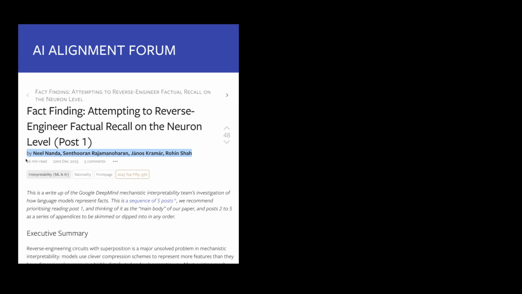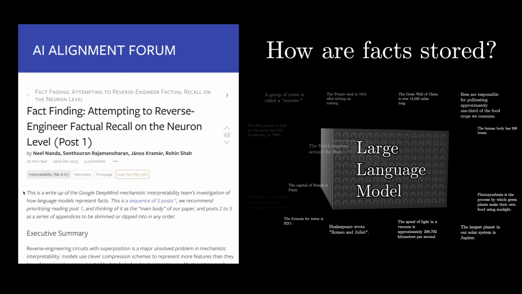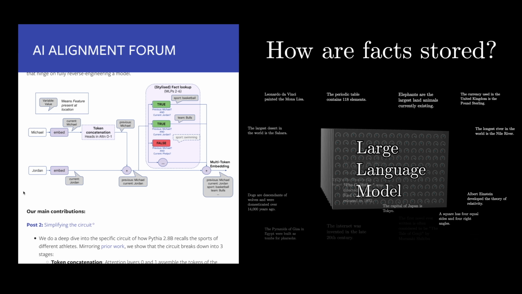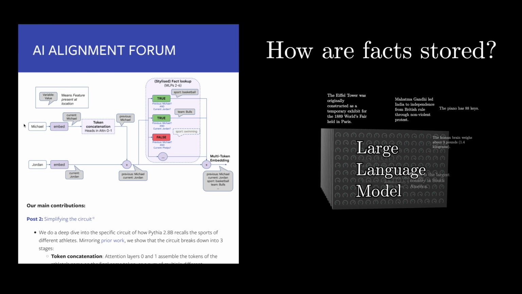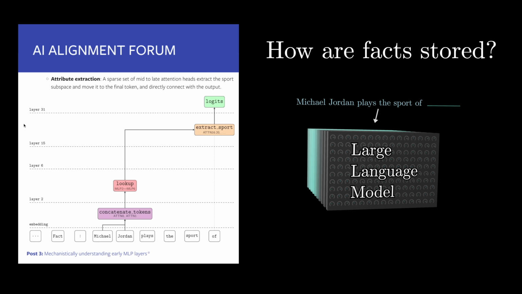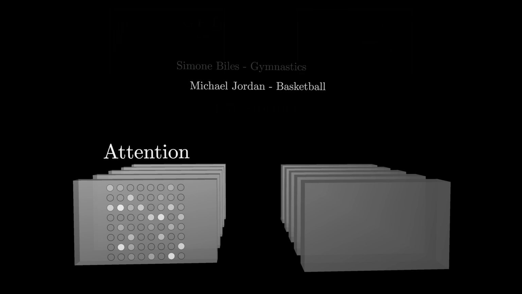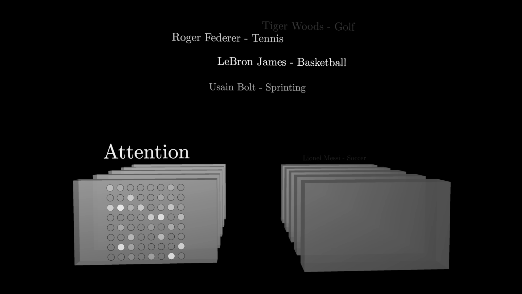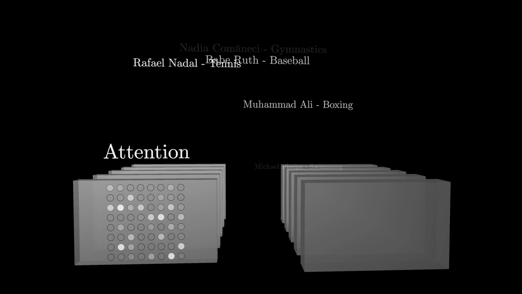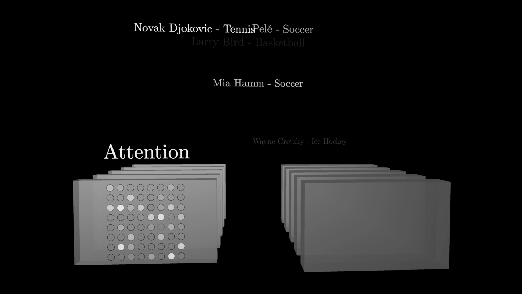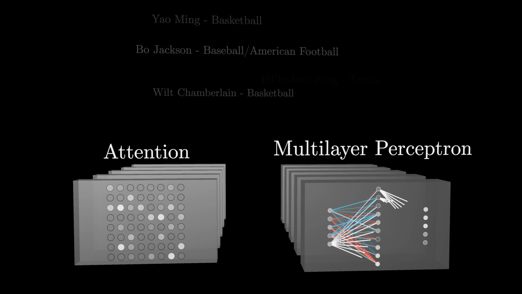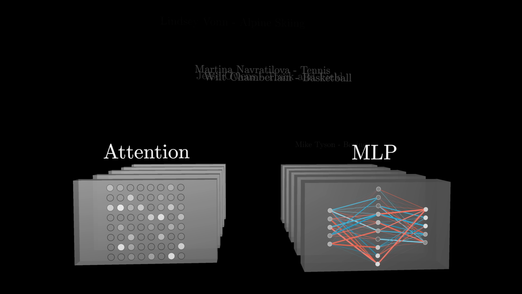Last December, a few researchers from Google Deepmind posted about work on this question, and they were using this specific example of matching athletes to their sports. And although a full mechanistic understanding of how facts are stored remains unsolved, they had some interesting partial results, including the very general high-level conclusion that the facts seem to live inside a specific part of these networks, known fancifully as the multilayer perceptrons, or MLPs for short.